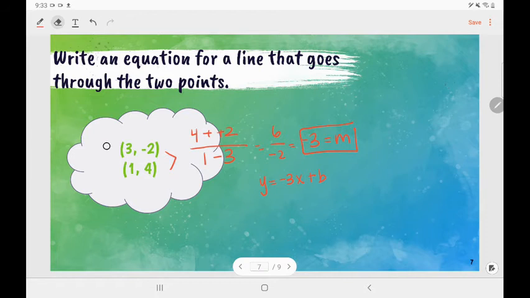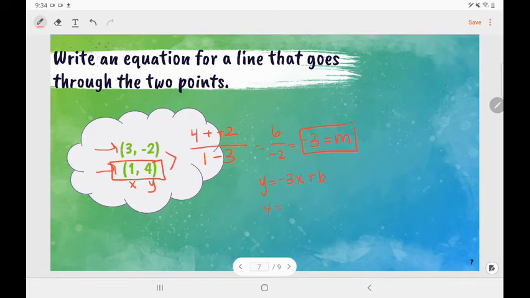Now notice I have two options. It does not matter which option you choose. Some people will automatically pick this top one because it's my first point, but it doesn't matter. Personally, I would choose the bottom point as there's no negatives. I think negatives make things cleaner and simpler. So I'm going to go ahead and choose this as my point. This is my x and this is my y that I'm going to use to figure out what b is.